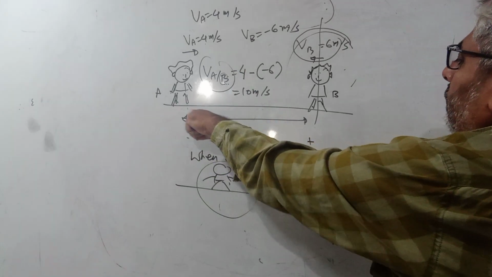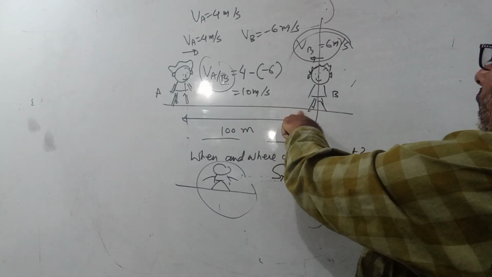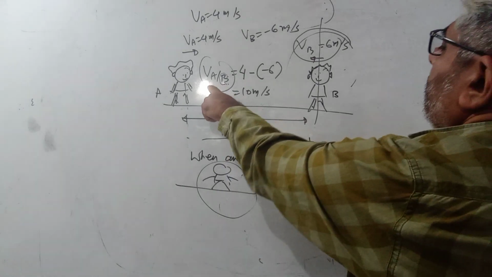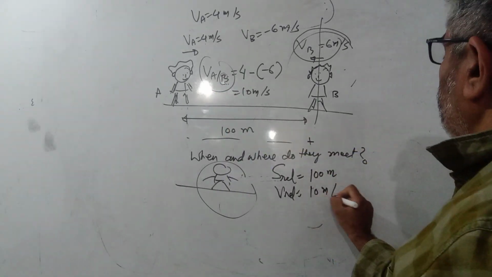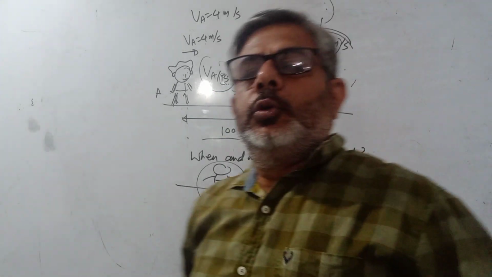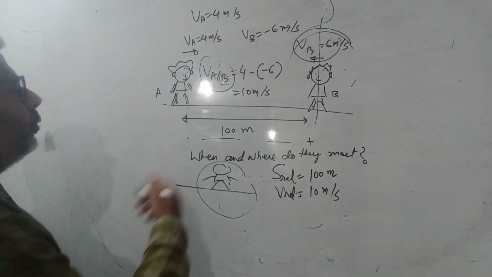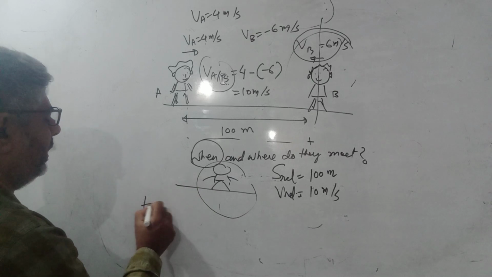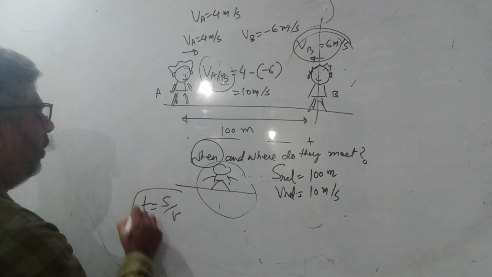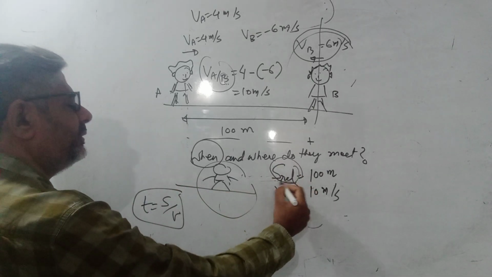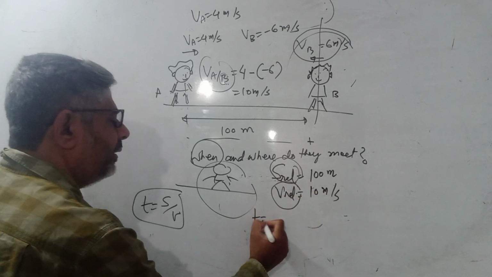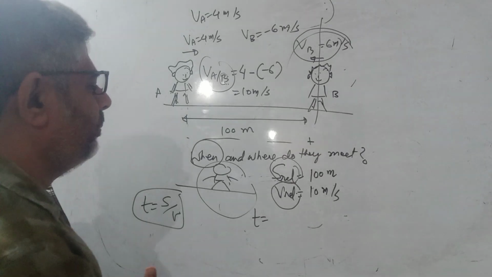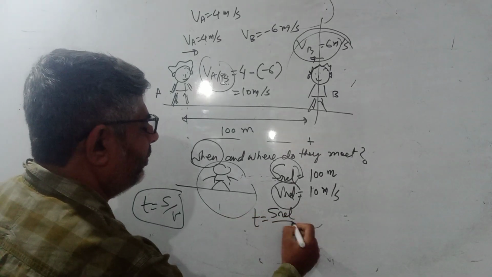Relative displacement would be total, that would be 100 meters. And V relative, that is VA with respect to B, I have already written as 10 meters per second. So very simply, if you want to calculate the time, when do they meet? You know that time is distance upon speed, but now we are having relative distance and relative speed. And there is no acceleration, good for us. Calculation is simple. So that is S relative by V relative.